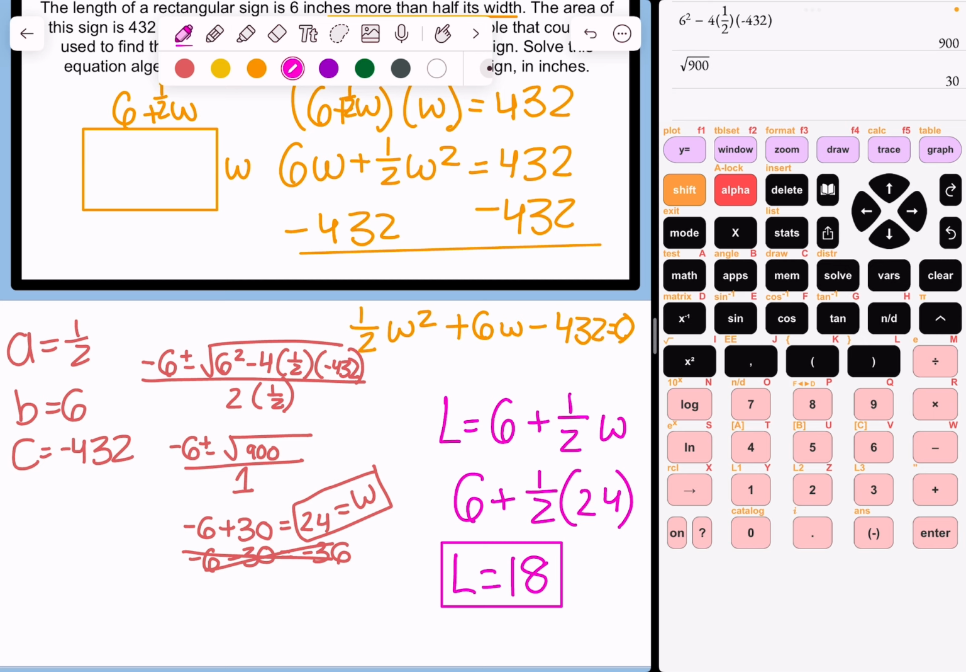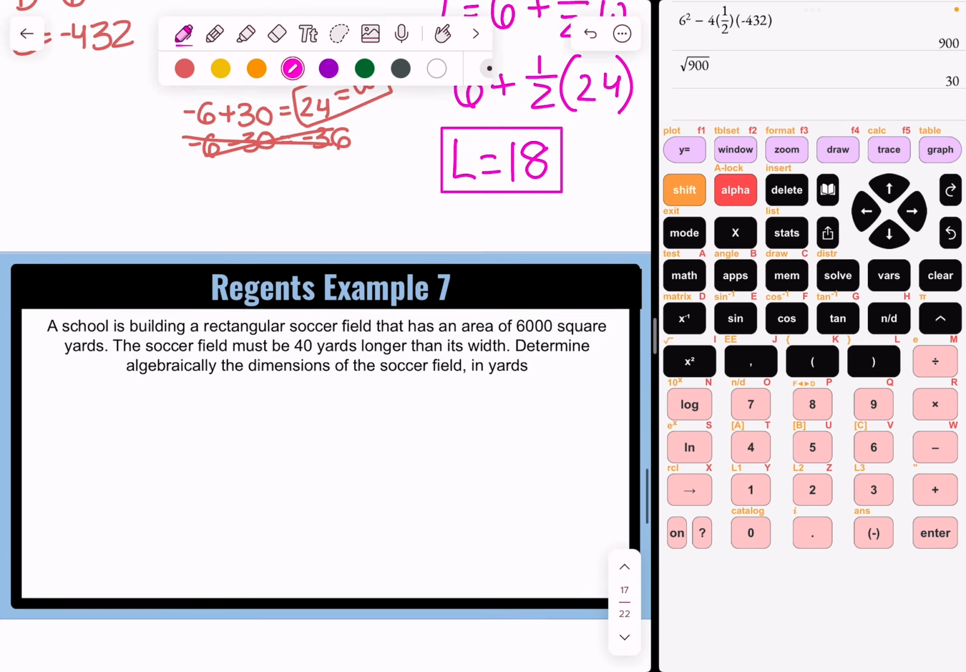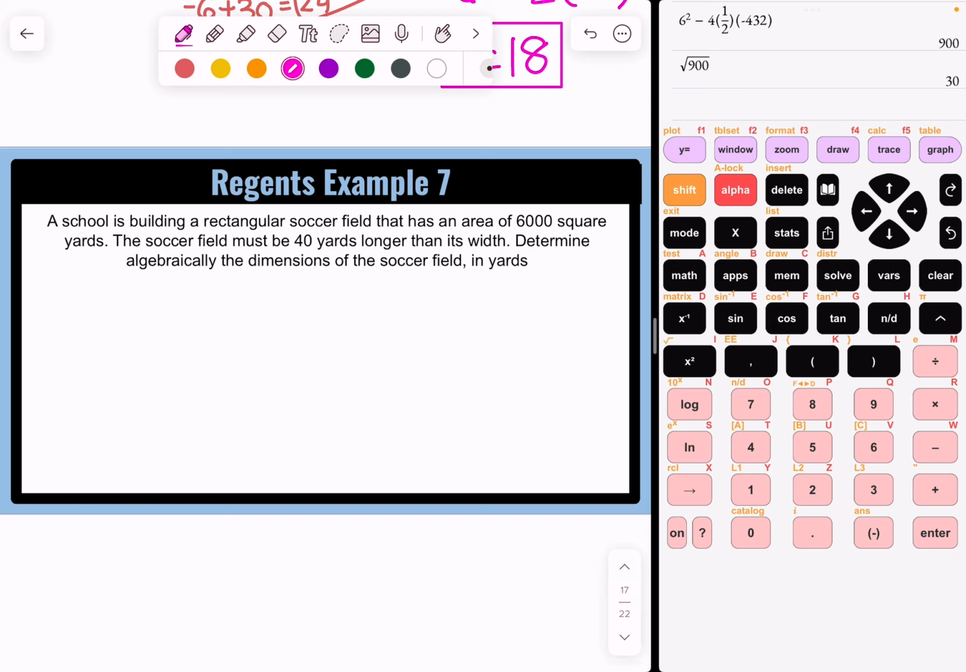Perfect. Alrighty. Let's go look at the next question. A school is building a rectangular soccer field that has an area of 6,000. The soccer field must be 40 inches longer than its width. So 40 plus W and W.